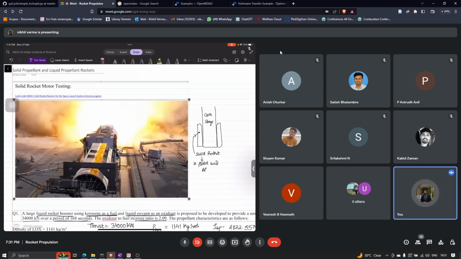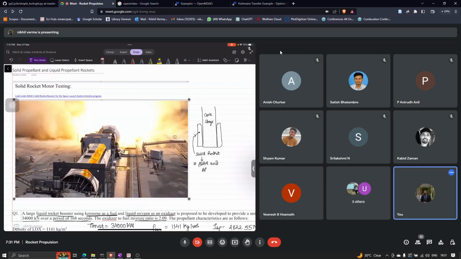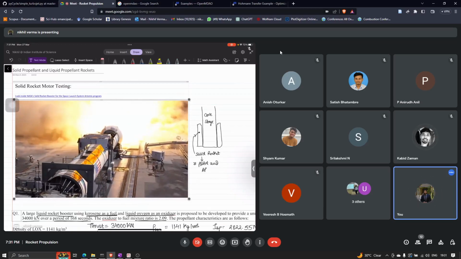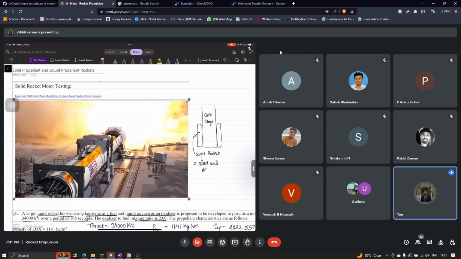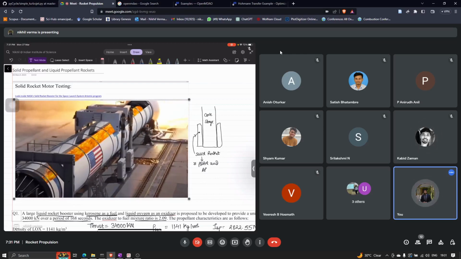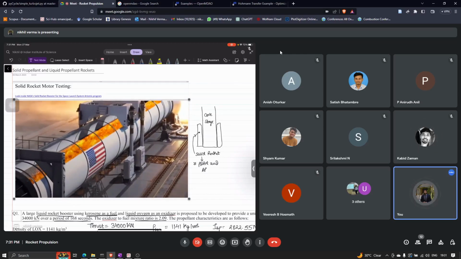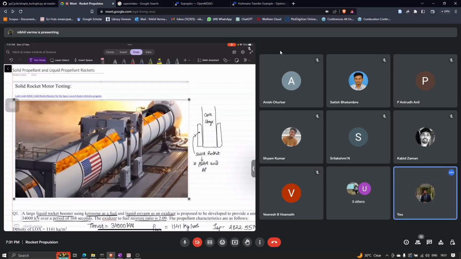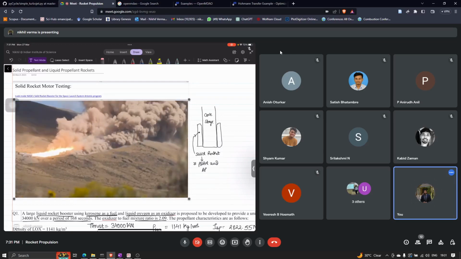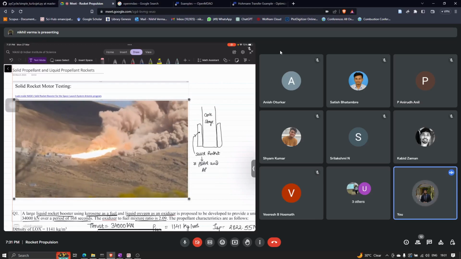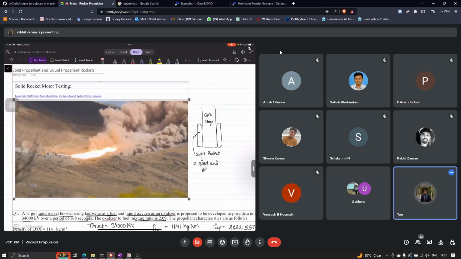SRB rocket motor for the Artemis mission. As you can see here, the surface is getting burned, right? You can see... So this is how the solid rocket motors are tested.